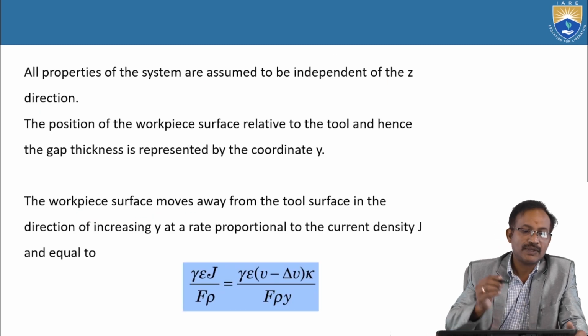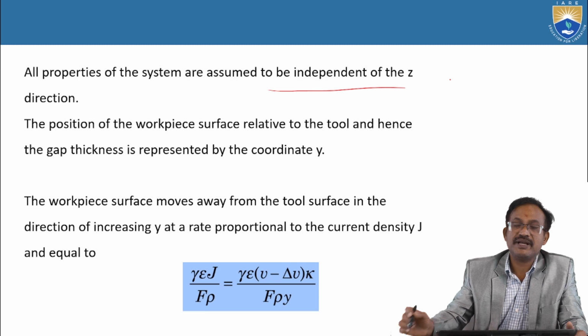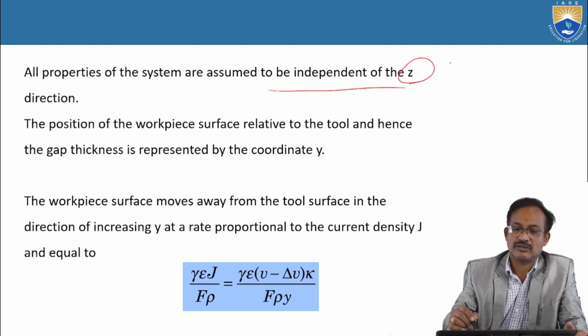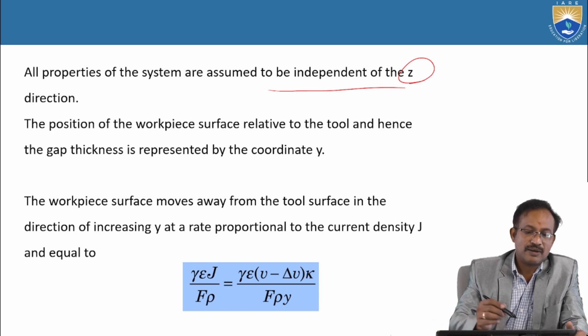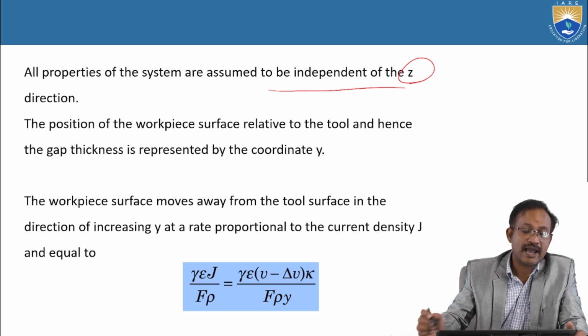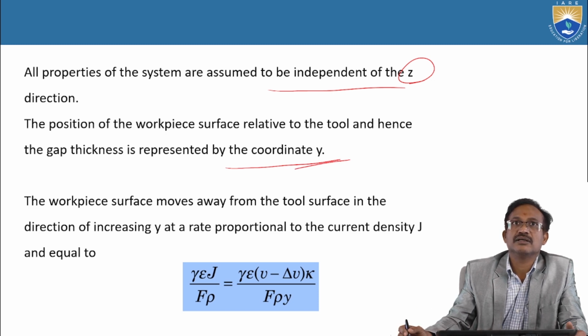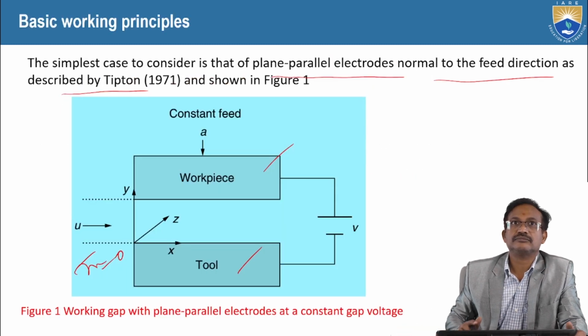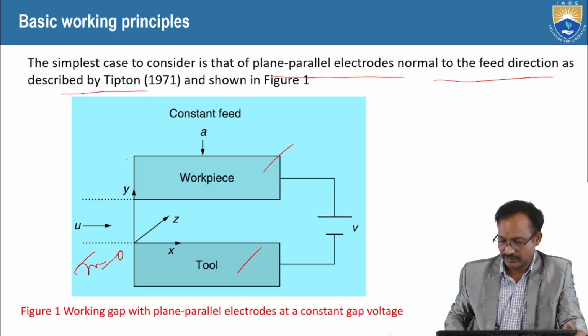All properties of the system are assumed to be independent of the Z direction. The position of the workpiece surface relative to the tool, and hence the gap thickness, is represented by the coordinate Y. See here, this is Z, this is Y.